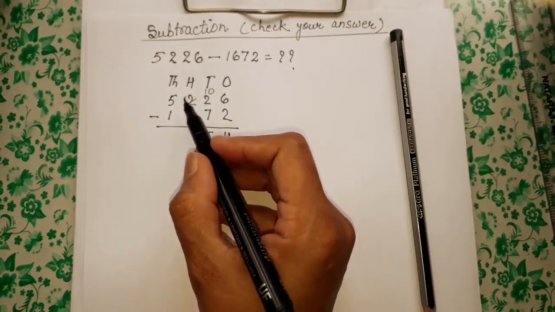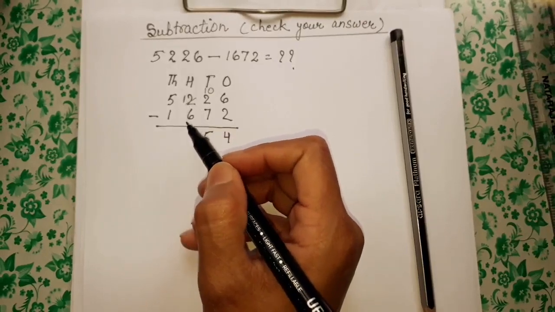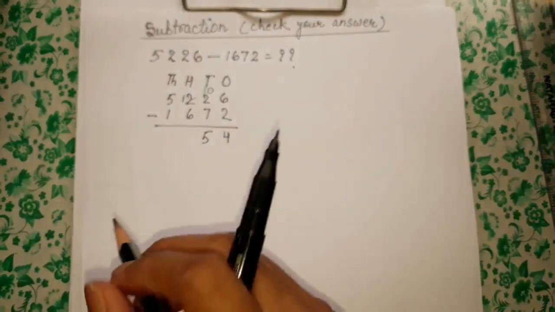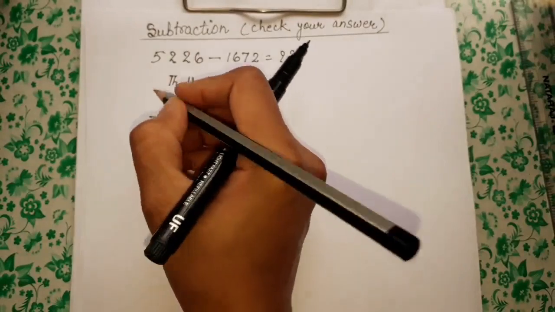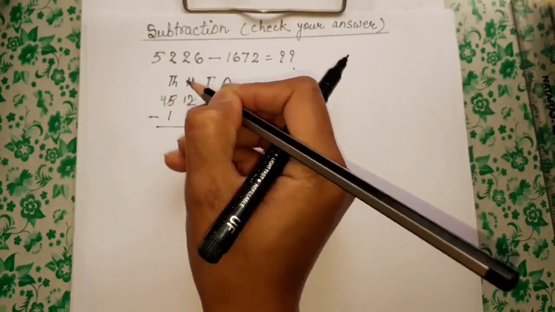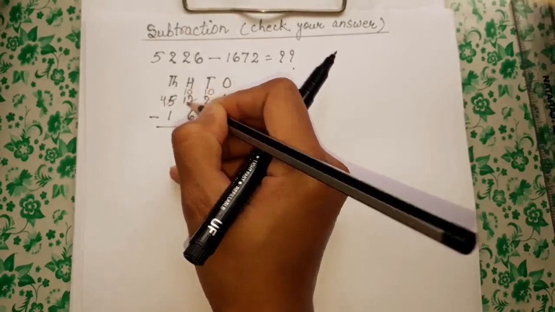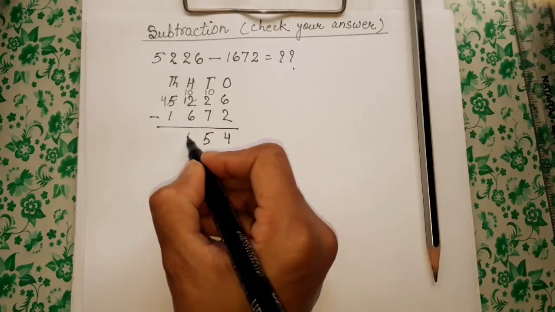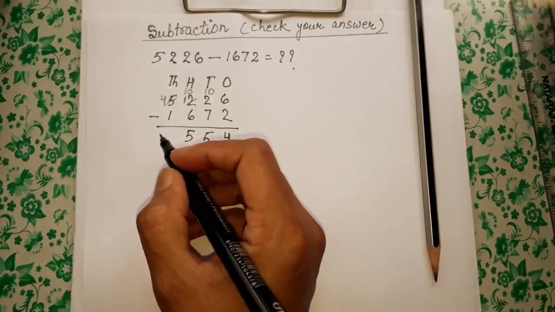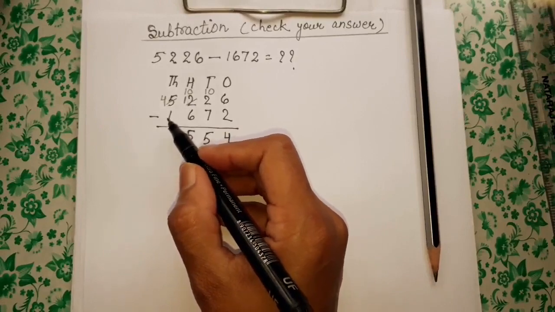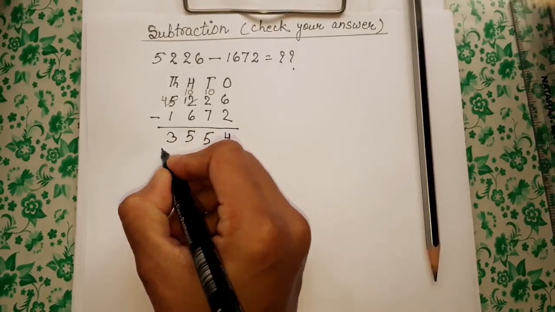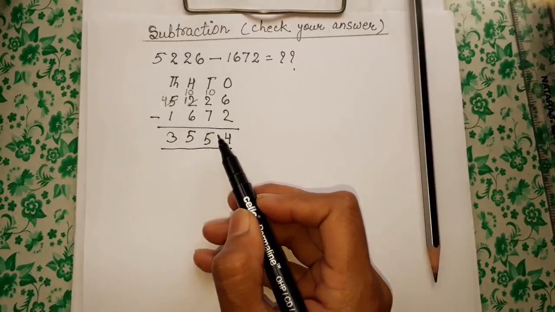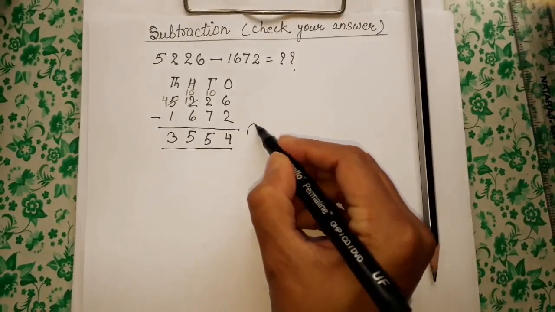Next, here we have number 1, and again it is not possible for us to subtract 6 from 1. Again what we have to do? We have to take borrow from 5, and here 5 becomes 4. 10 plus 1, 11. Now, when we subtract 6 from 11, we again get 5. Now, we have to subtract 1 from 4. We get 3. So, our difference is 3554.